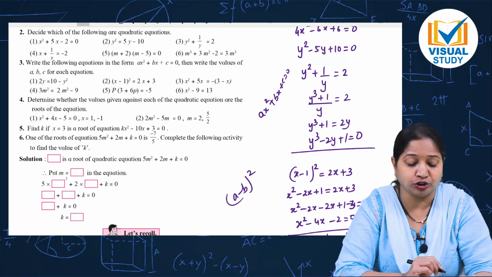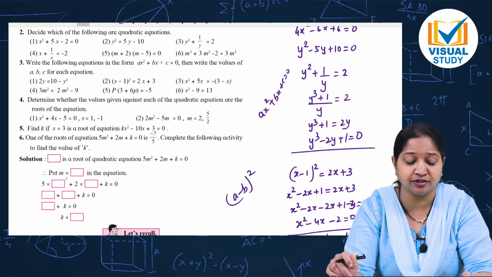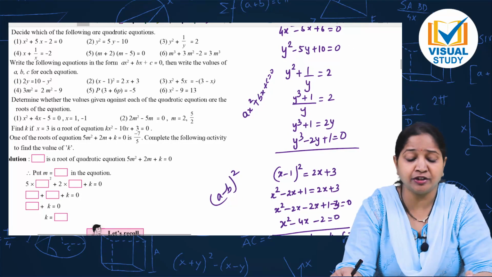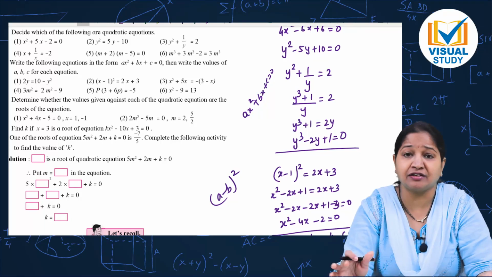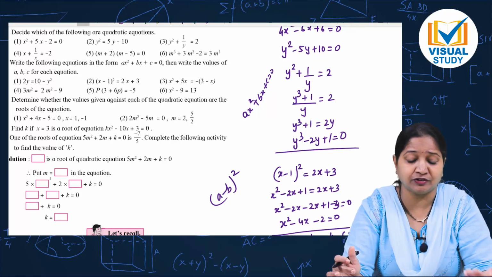Third. Now question number 4 is determine whether the values given against each of the quadratic equations are the roots. Here again you have to substitute the value of x equal to 1 or x equal to minus 1 in the first equation.